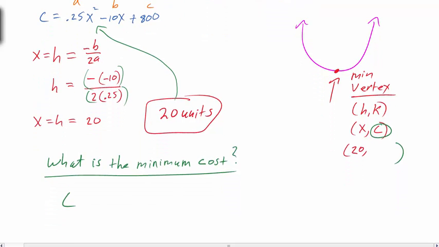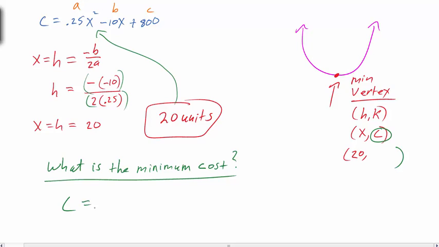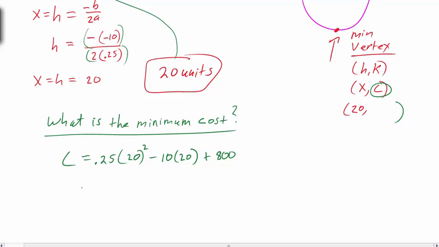So that means we would simply have C equals 0.25 multiplied by the 20 units squared minus 10 times 20 plus our 800. So if we know the number of units is 20, that gives us the minimum. Then of course, if you plug the 20 in, that's going to give you the minimum cost. And if you do the calculations here, you're going to come up with a minimum cost of $700.